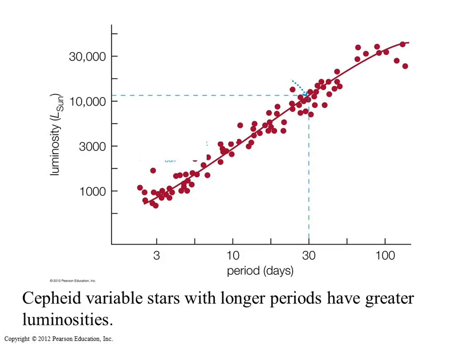So basically what this says is if you go ahead and track how quickly or how slowly it's doing this, you can use it as a standard candle by tracking how long it takes to complete one cycle. The example here is if you have a Cepheid variable that takes 30 days to complete one cycle, it corresponds to a standard candle of a luminosity just above 10,000 times the luminosity of our sun. That's the energy it's pumping out.